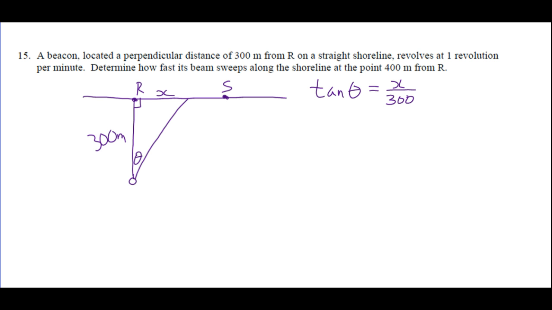What else do we know? This one here, d theta by dt. One revolution. How much of a theta is one revolution? Or how many thetas? 2 pi thetas. So it's moving at 2 pi radians per minute. Okay, that's the speed at which it's going. That'll be one revolution is 2 pi radians, so 2 pi radians per minute. How fast its beam sweeps along. So that's dx by dt. Right, so we want to know the speed at which it's moving along the shoreline.